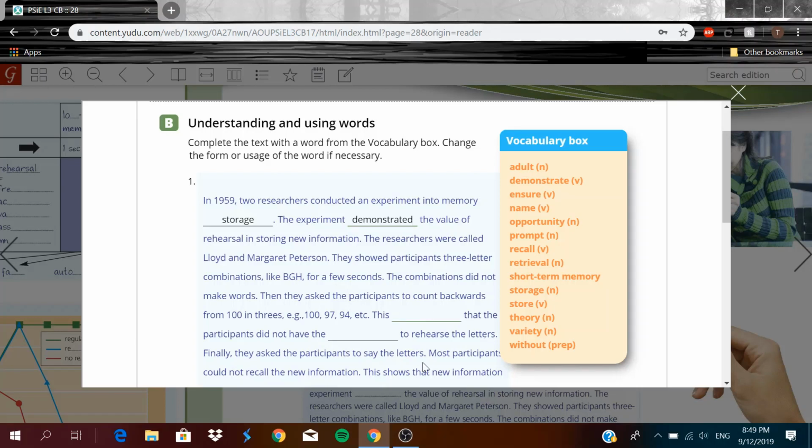So we can probably say ensured, right? Again, ensured, right? Just ensured means to make sure, okay? So this ensured that the participants did not have the, what do you guys think? We'll probably say opportunity, right? So opportunity to rehearse the letters, okay? So ensured and opportunity, all right?